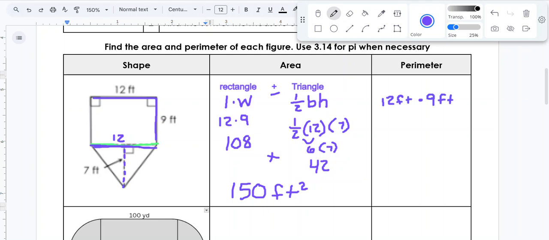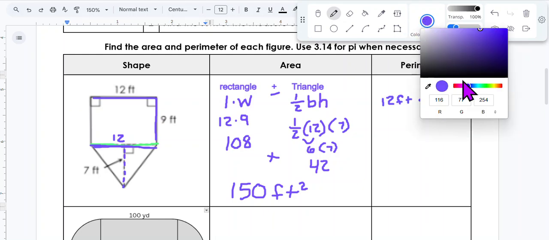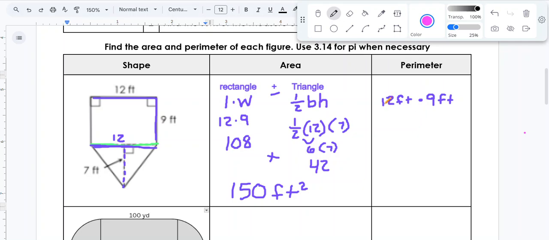If you're curious why it's squared, this is why. Let's just take the rectangle example. It's really 12 feet times 9 feet. So 12 times 9 gives you 108. What is feet times feet? Well, feet times feet is feet squared, because anything times itself is squared. So that's why your units are always squared for area.